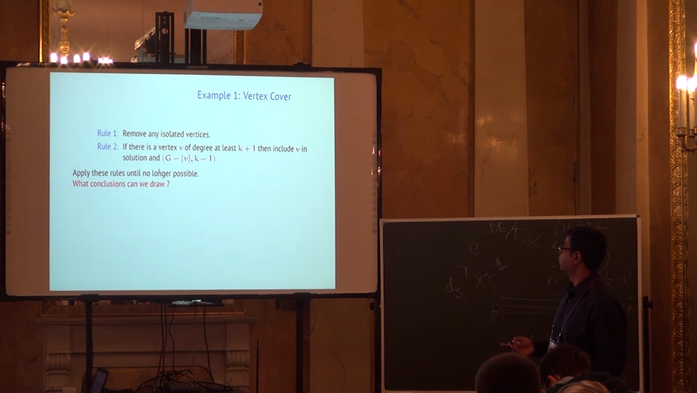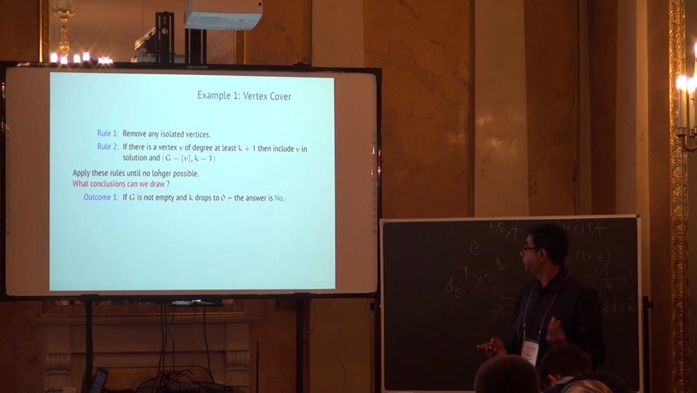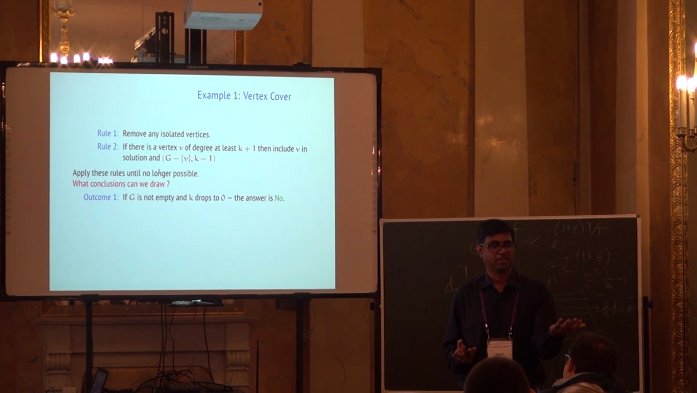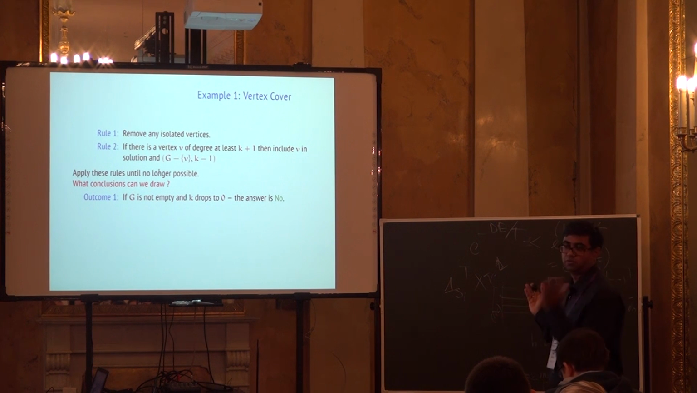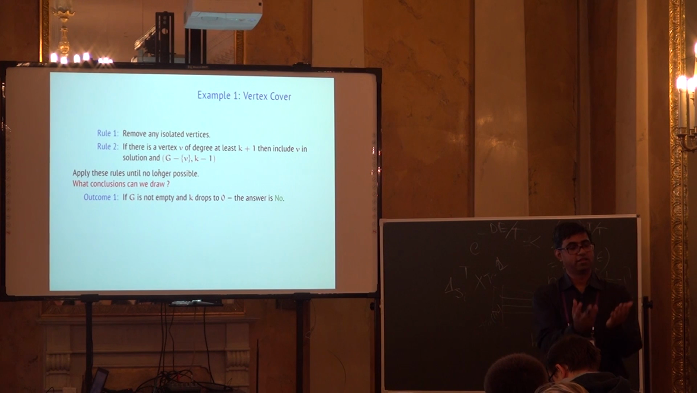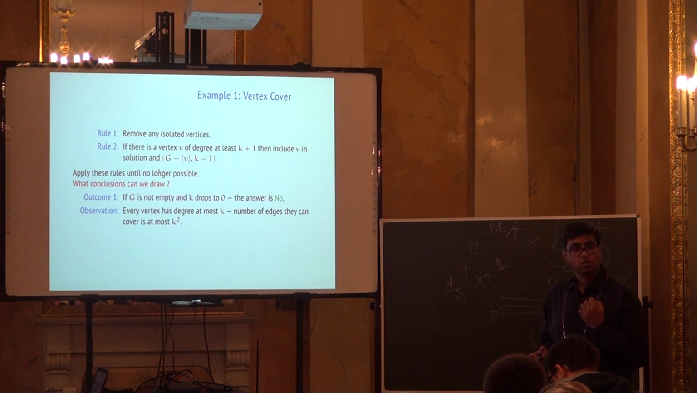So what conclusions can we draw? If G is not empty and k drops to 0, what can you say? The graph has an edge and you're looking for a vertex cover of size 0, then I can say no. By just looking at this question, I can answer immediately that it's a no instance. So I can return an equivalent instance which is a trivial no instance, like one edge with k equal to 0. It's of constant size, and that is what the algorithm can return.